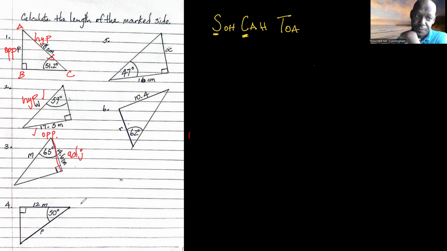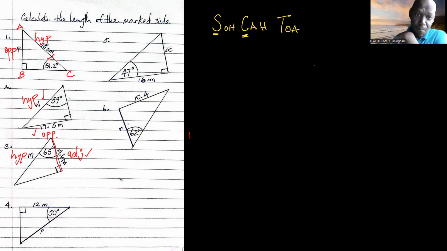The opposite is opposite the 65 degrees. So adjacent. What else? Hypotenuse. Why do you want the hypotenuse? Because that is the one we're finding. That's the one you're finding. Very good. So everybody understand that?